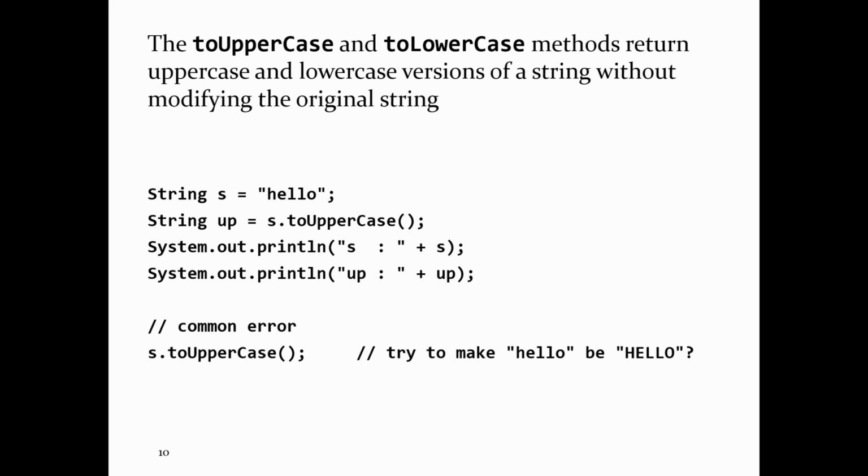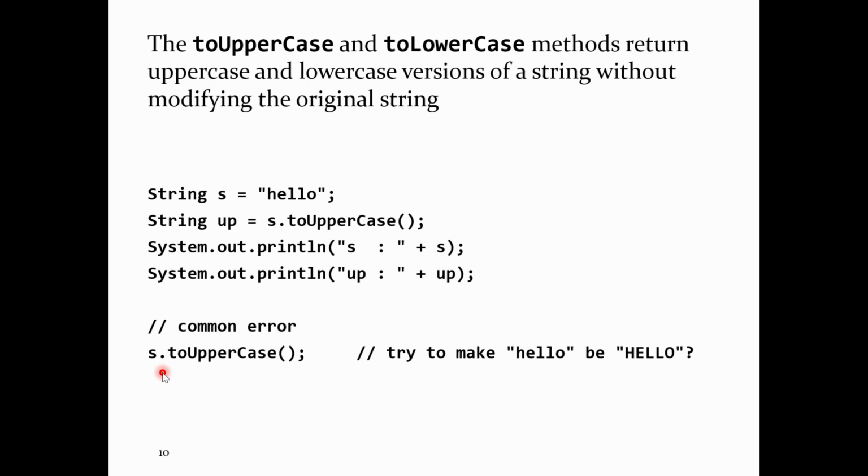Now what a lot of new programmers to Java will do is say, hey, I want to convert s to its uppercase version, and so they'll just write s.toUpperCase. Strings are immutable in Java, so that doesn't actually change s. It computes the new string, all uppercase hello, and then does nothing with it. Here we assigned it to up; here we're throwing it away. We're not taking the return value and using it for anything.